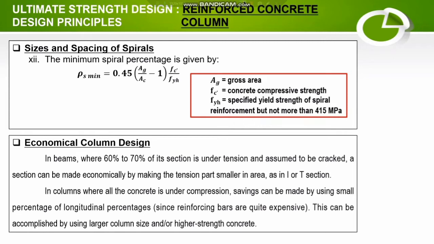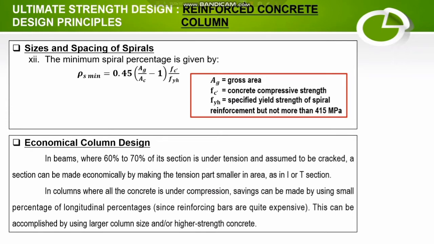The minimum spiral percentage is given by the formula ρs (mean) equals 0.45 times the quantity AG over AC minus 1, times fc' over fyh, where AG equals the gross area, fc' is equal to the concrete compressive strength, and fyh is the specified yield strength of spiral reinforcement, but not more than 415 megapascals.